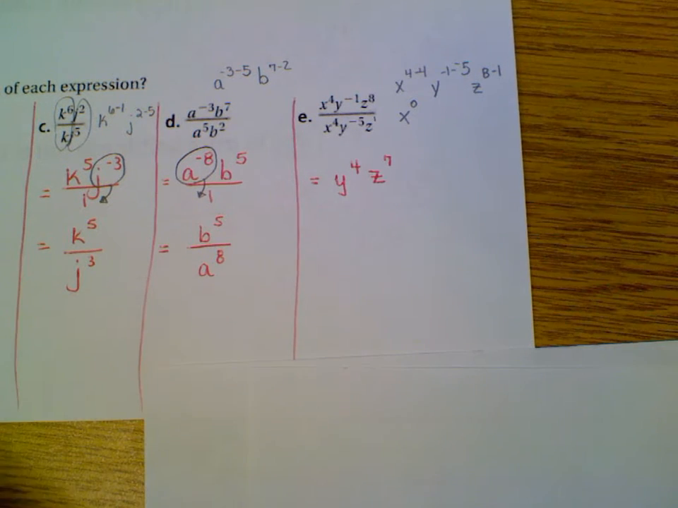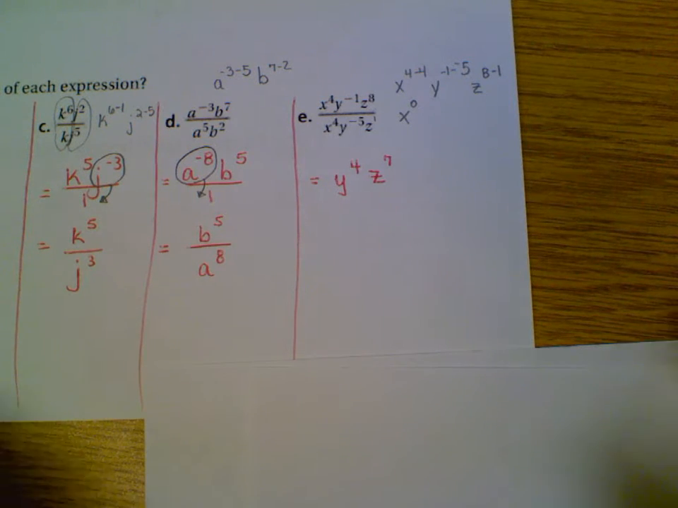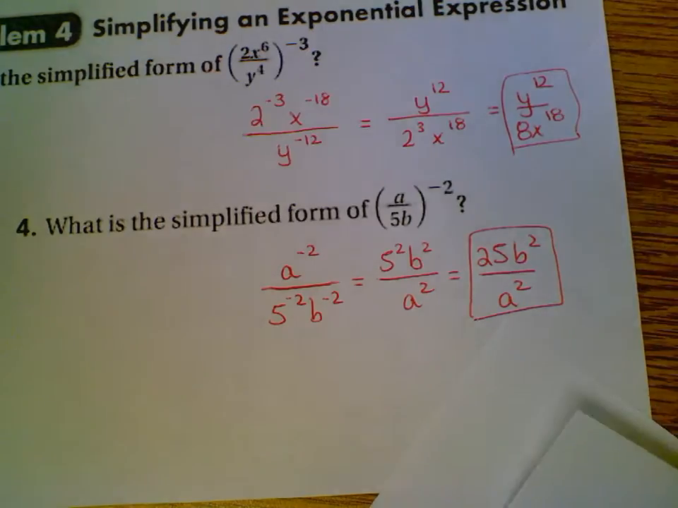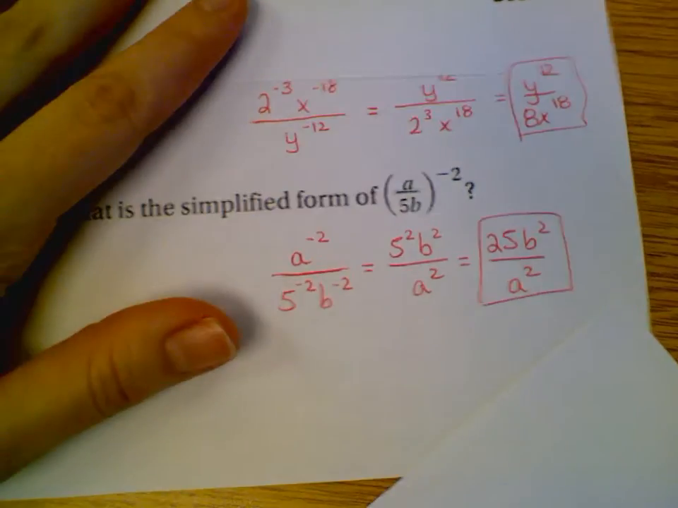They both have positive exponents, so I'm not going to do anything else with that. That would be my final answer. Okay, let's see what it would look like when I have an exponent on the outside with parentheses.